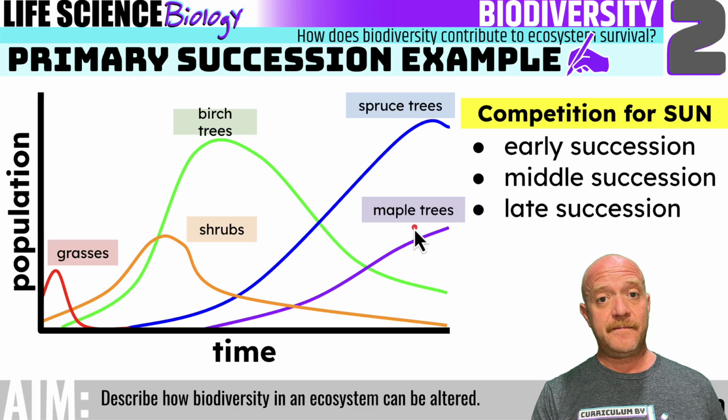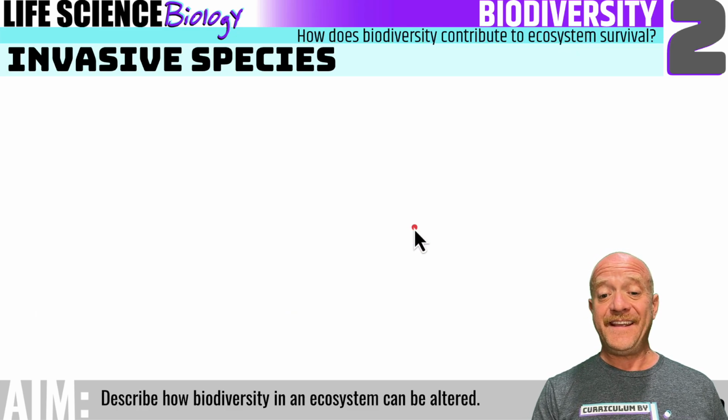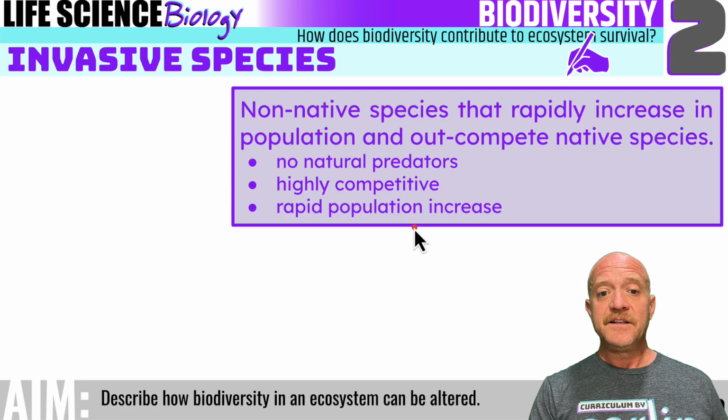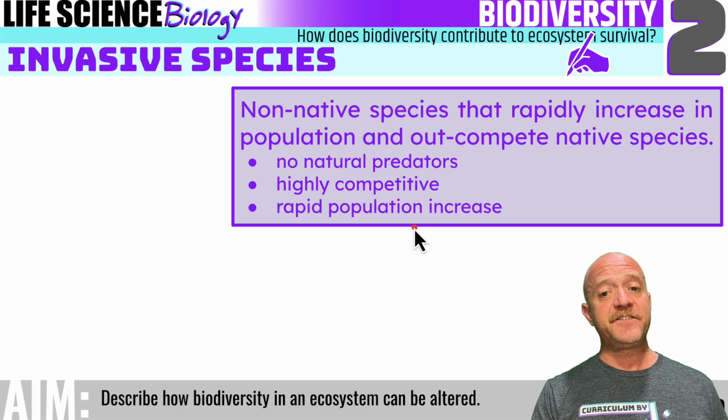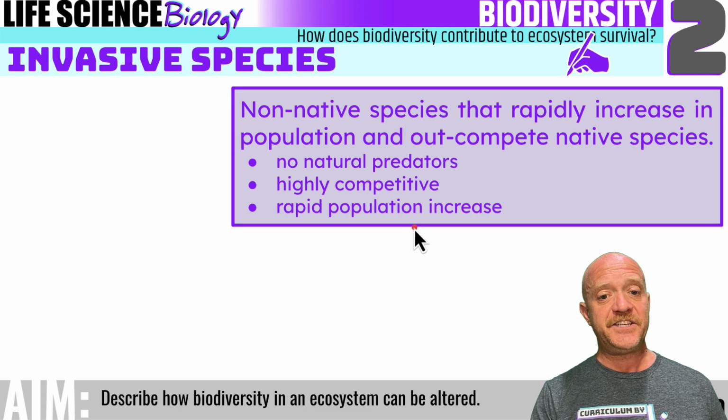So another way that we can alter the ecosystem is by introducing invasive species. So invasive species are non-native species that rapidly increase in population and outcompete native species.